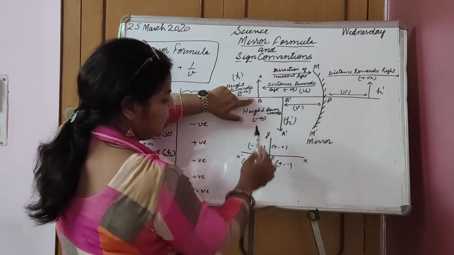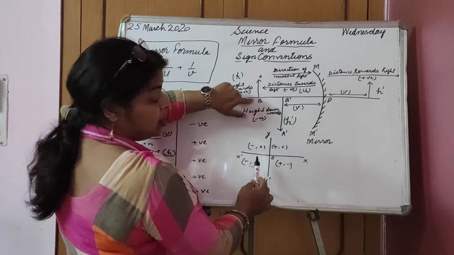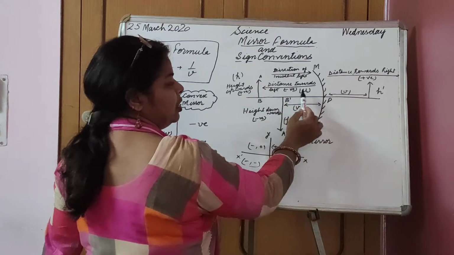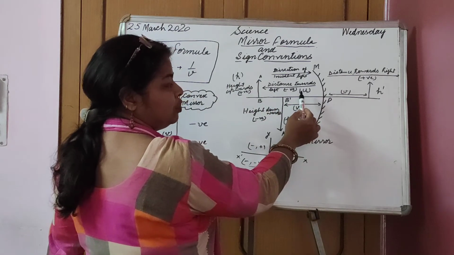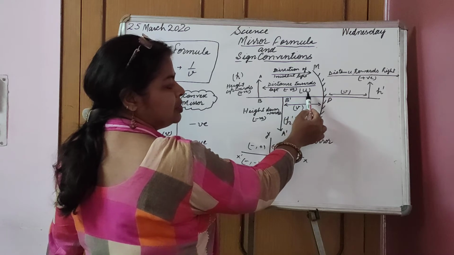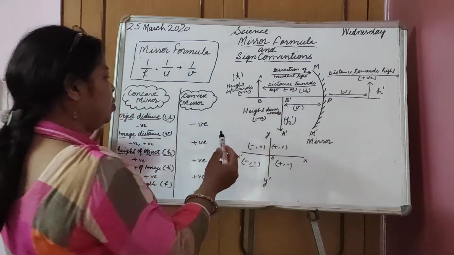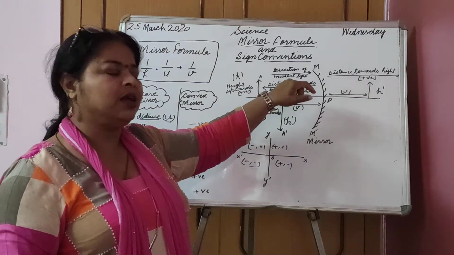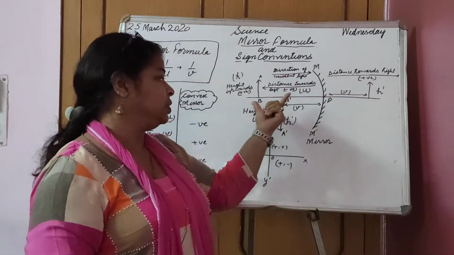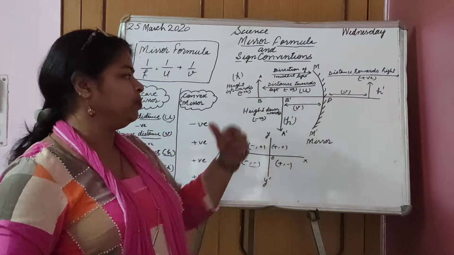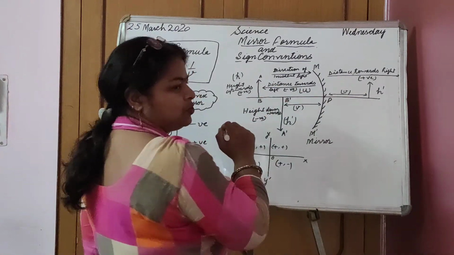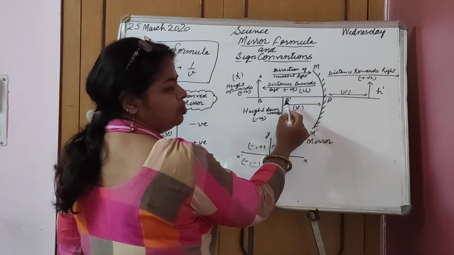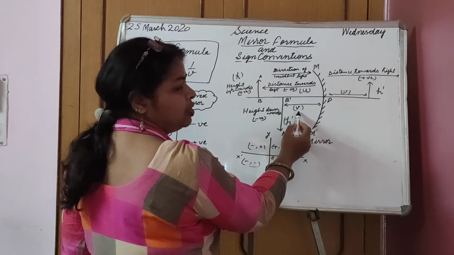So if I recall from here, can you imagine what sign convention we are going to give for the object distance? Object distance is always denoted by U. So we will give it negative. So for both cases, convex as well as concave, U will always be negative. Then comes V. What is V? V is the distance of the image formed from the pole of the mirror. We denote it with V.